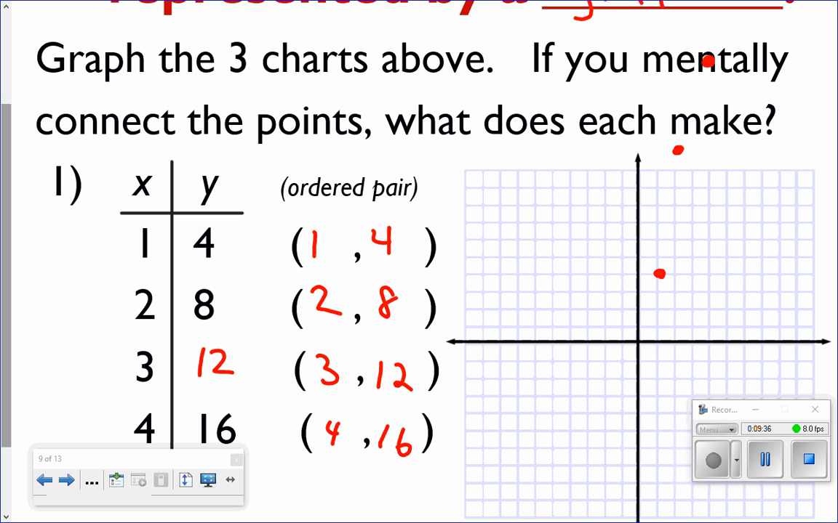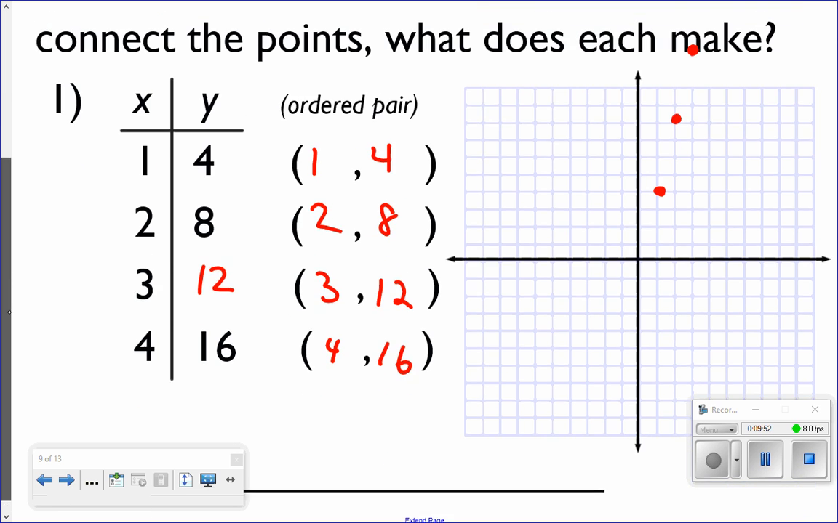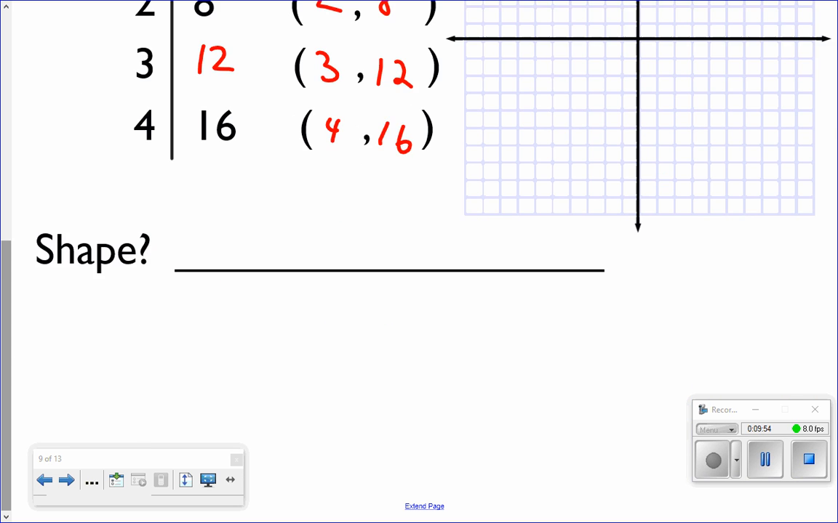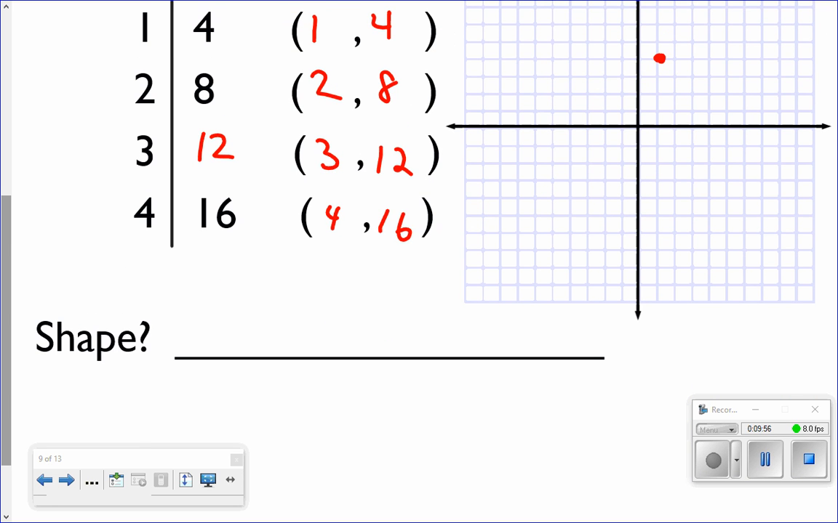I know I got off the graph. Let's see, I'm missing (2, 8). So (2, 8). And then let's try to do (3, 12) right here. So what you're going to see here is that these dots form a straight line. And that's going to be something important to us as we continue through these patterns. So the shape that these make is a line.